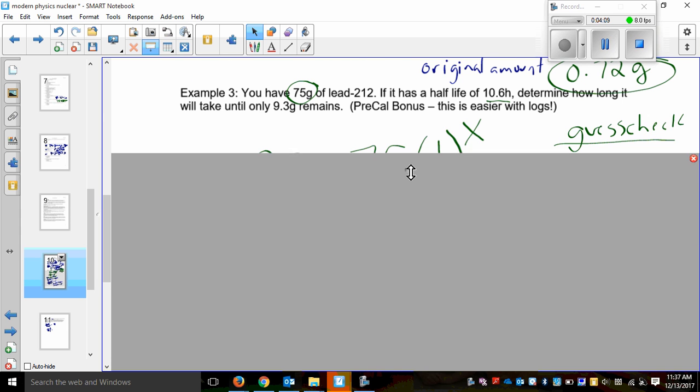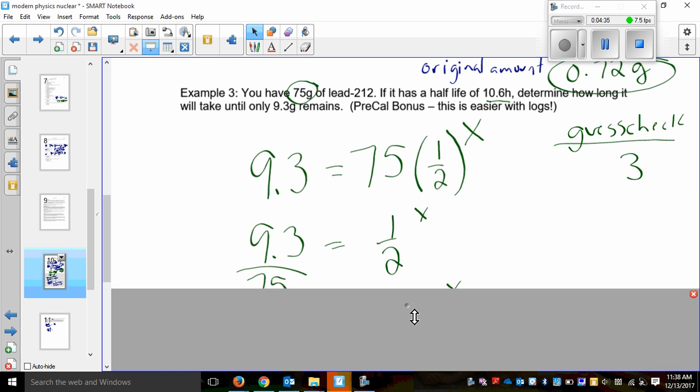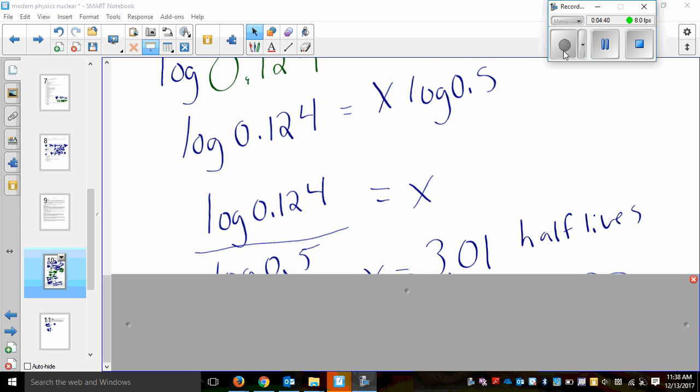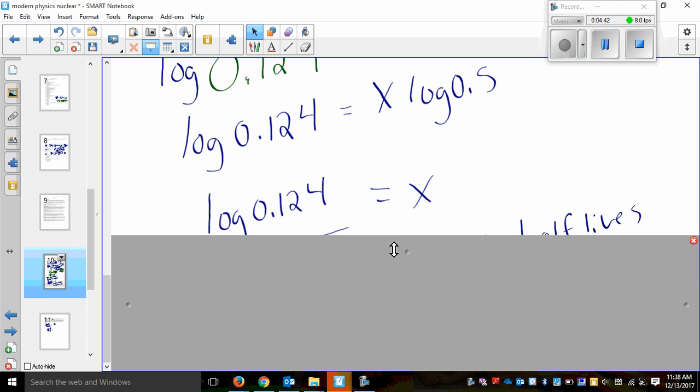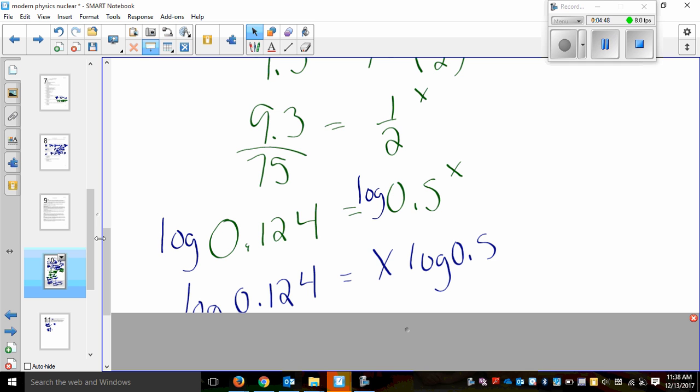Okay, so the amount remaining equals the original amount times 1/2 to the x. And what we're going to do is guess and check. Well, let's think about this. 80 divided by 2 is 40. Divided by 2 again is 20. Divided by 2 again is 10. So I'm going to guess 3. You're going to put 3 in and see if it's close or not. In this case, it actually is pretty close. If it was a little too much, you would try a smaller number. If it was a little too little, you would try a larger one. You would just guess and check in that way.